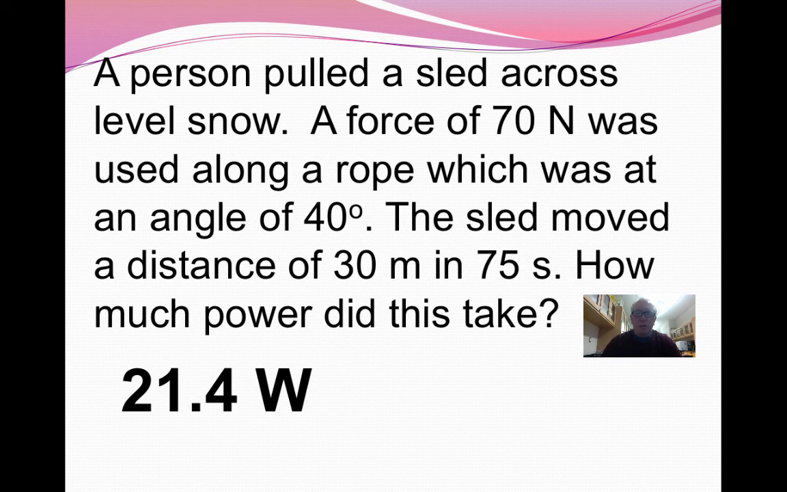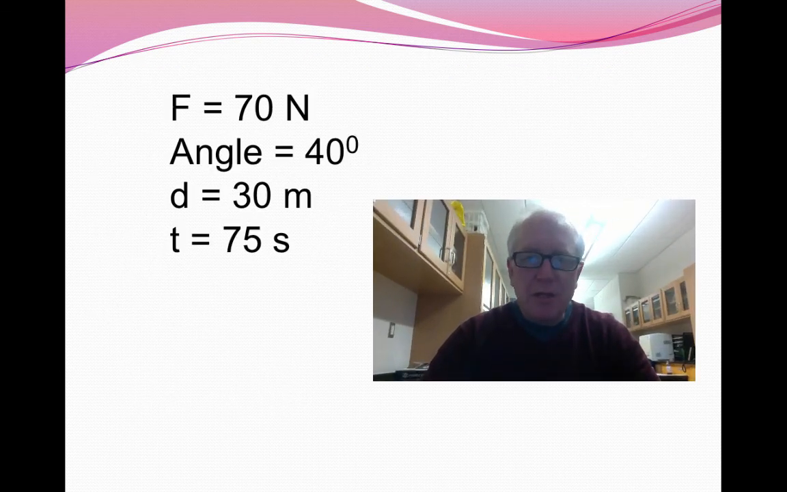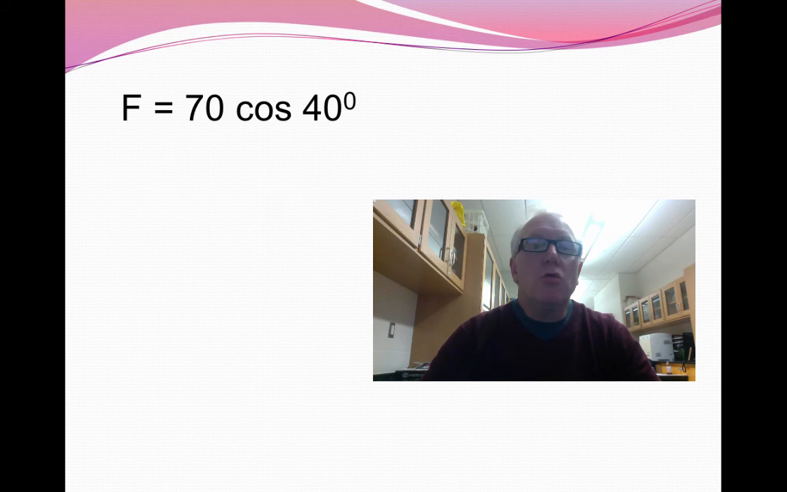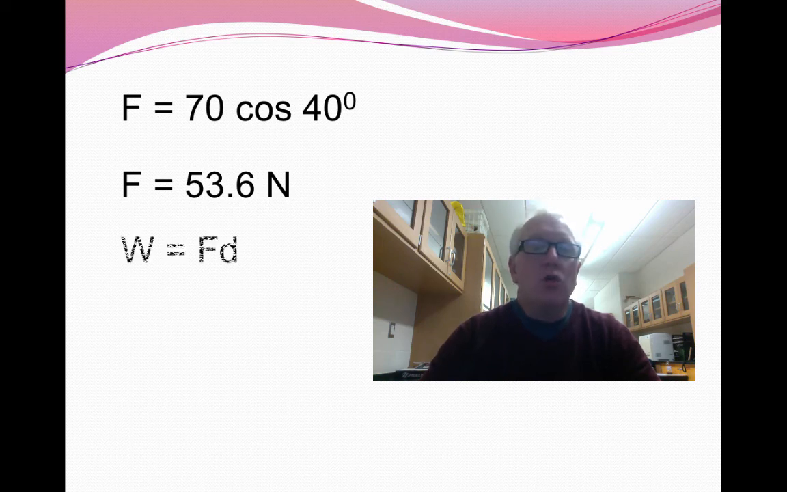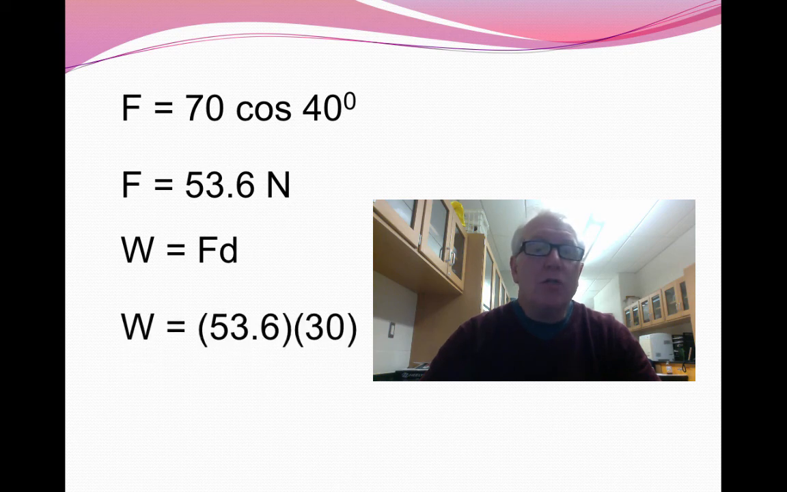First of all, this will be a full solution of the problem, so I'm going to identify the information that was given to me, and then I'm going to start showing my work that gets to the solution. So, first of all, I have to figure out how much force is available to me, and I'll do that by multiplying by the cosine of 40 degrees, and that means I have 53.6 newtons worth of force available. So, to figure out the work is force multiplied by distance. I will take that force available to me and multiply it by the distance in the same direction, and it turns out that the work is 1608 joules.